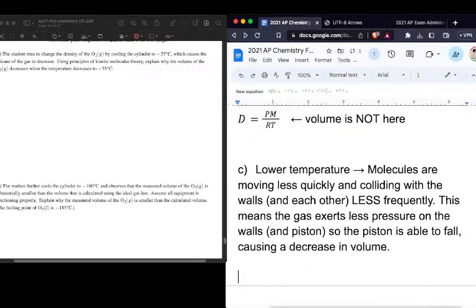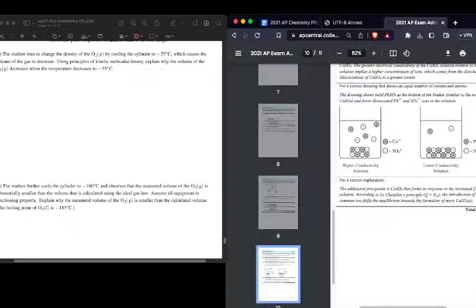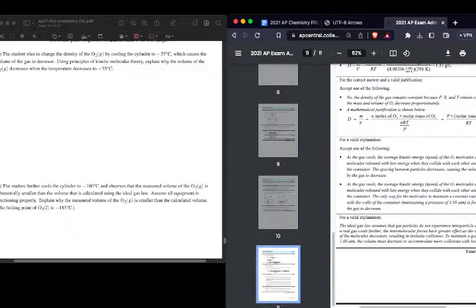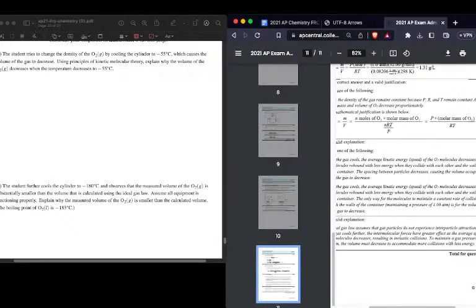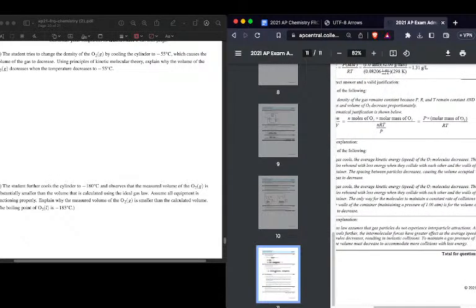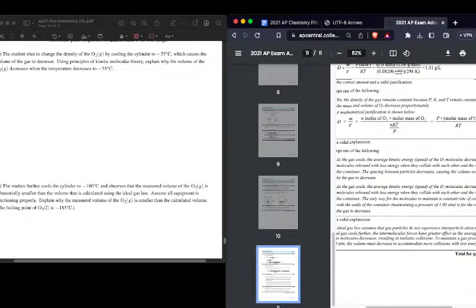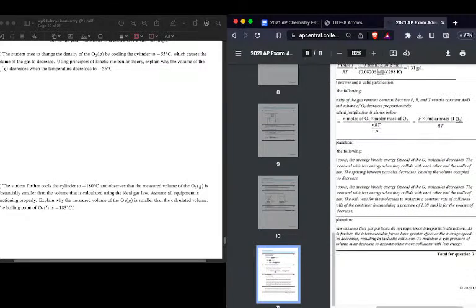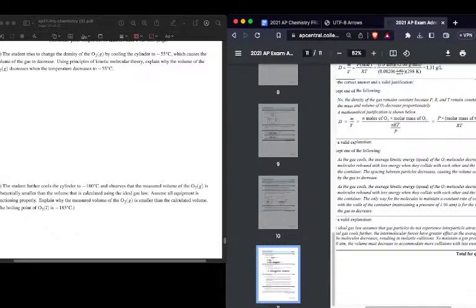It's basically a case of when you lower temperature, the molecules are moving less quickly, and so they're less able to push outward and hold the piston up at a higher volume. Let's see what they said. As the gas cools, the average kinetic energy of the O2 decreases, or speed. The molecules rebound with less energy as they collide with each other and the walls. The spacing between the particles decreases, causing the volume occupied to decrease. I guess I could have added something about the spacing.